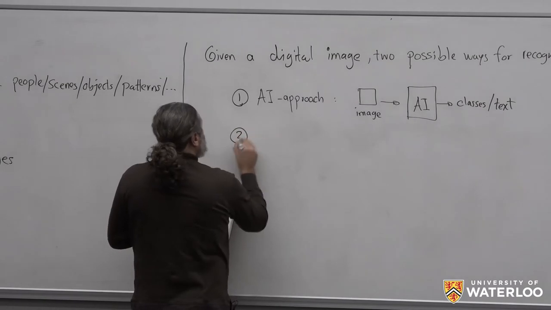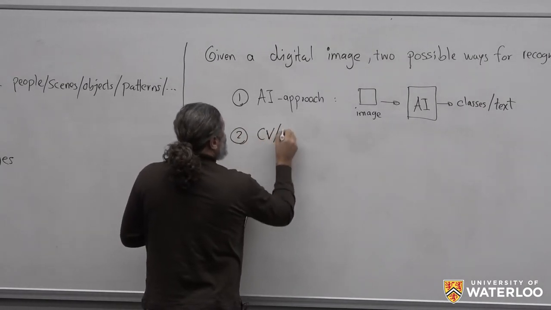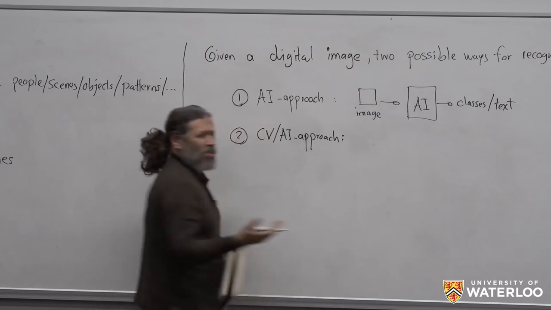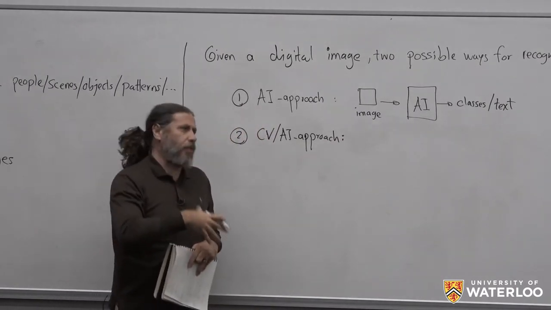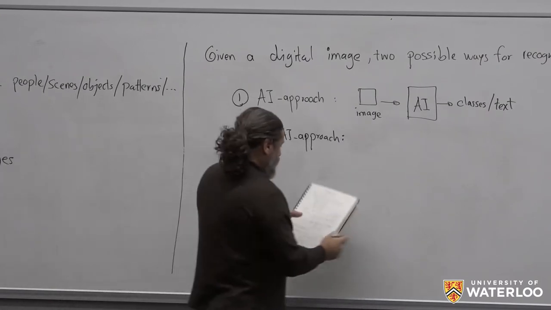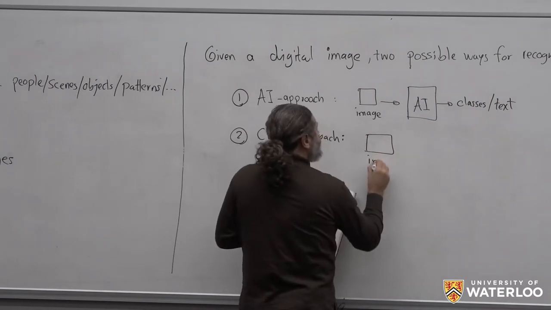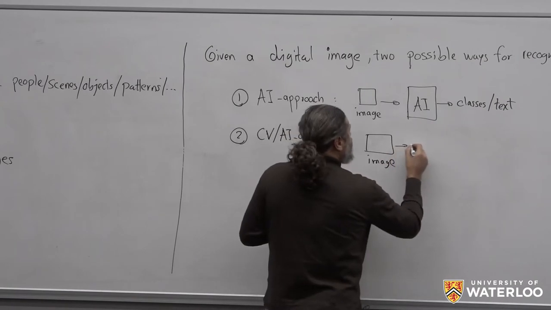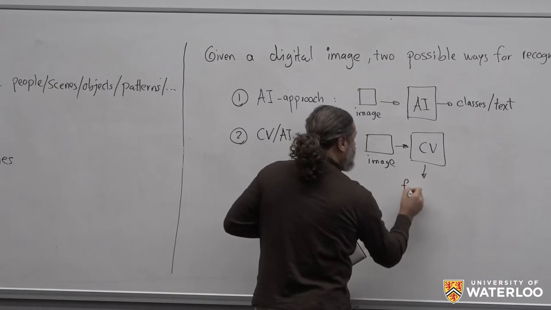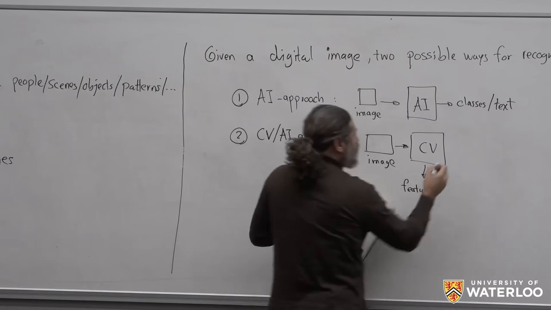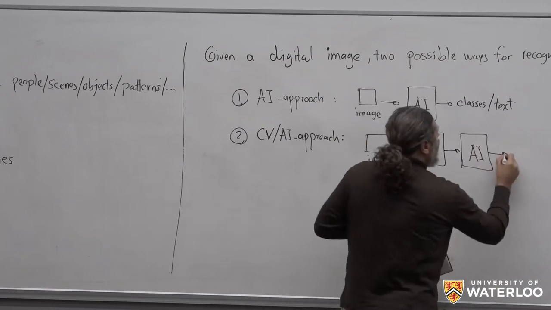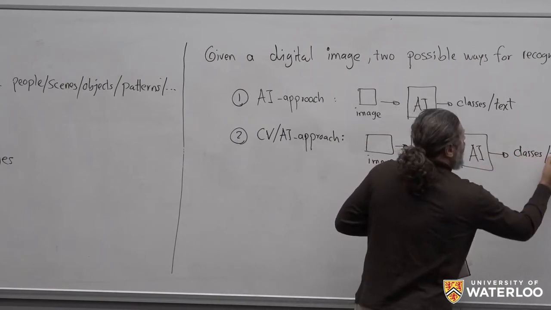The second approach is the computer vision slash AI approach. I'm not sure we can make that distinction, but there are still techniques that are part of computer vision, and per se, they don't exhibit any intelligence, so we have to keep them separate. So you still get the image. You give it to the black box that is called computer vision, and this black box will get you some features. It's usually not a black box, it's a white box. And then it goes to the black box of AI. And then again, you get classes and text.